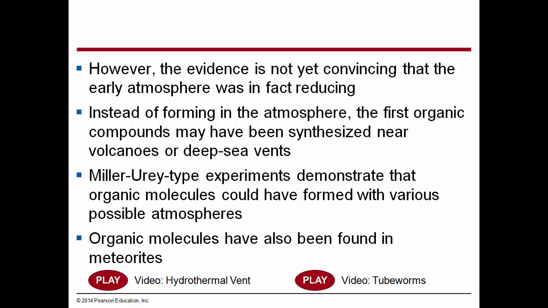However, the evidence was not yet convincing, and the early atmosphere was in fact reducing. Instead of forming in the atmosphere, the first organic compounds may have been synthesized near volcanoes or deep-sea vents. The Miller-Urey type experiments demonstrate that organic molecules could have formed with various possible atmospheres. So they used the Miller and Urey setup with different hypothetical atmospheres that may have existed in the past, and they got similar results for all of them.